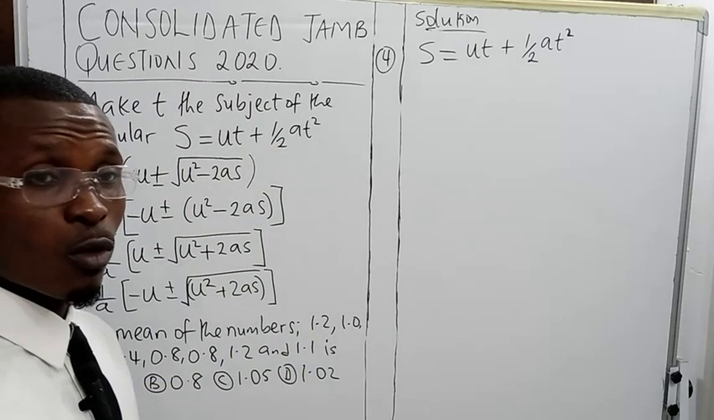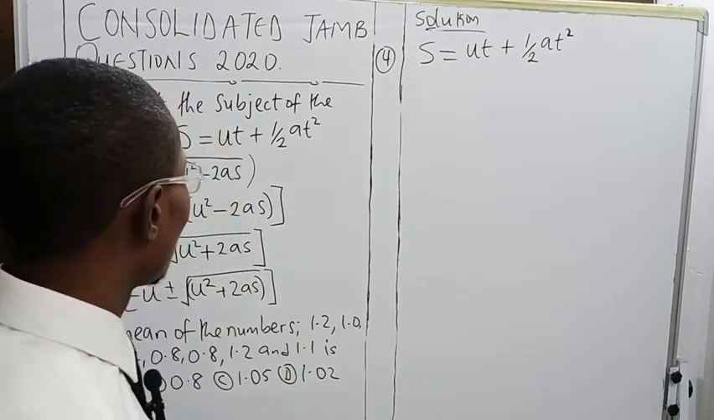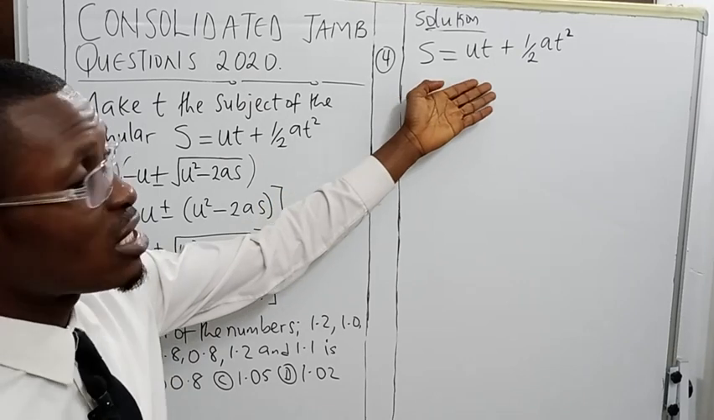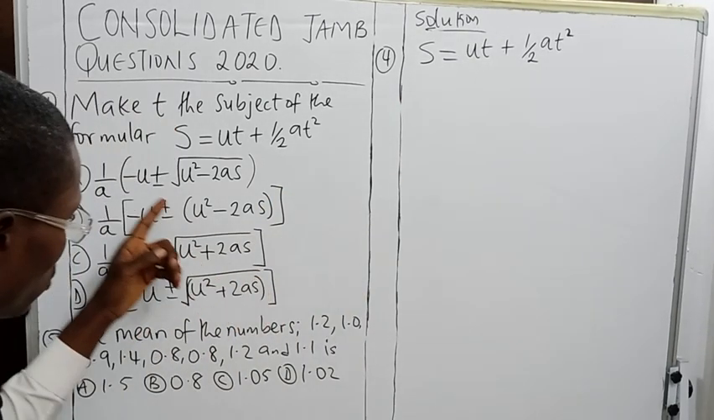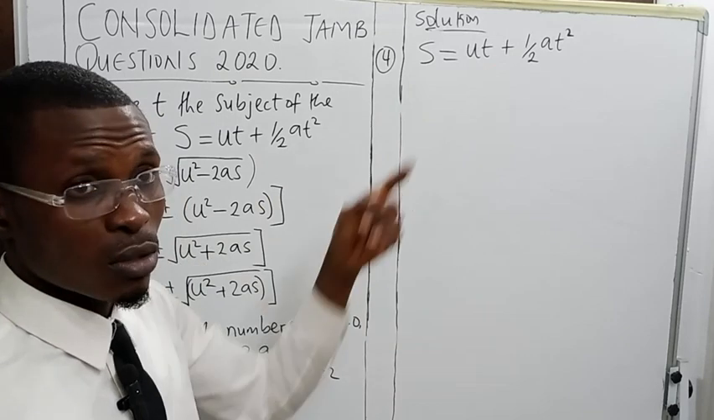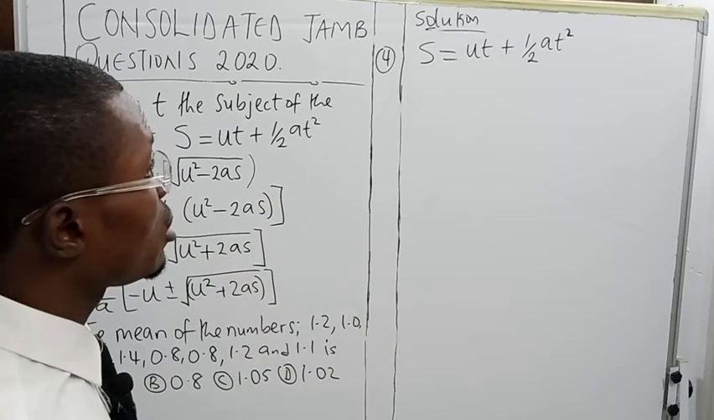Now we have the last set of the question on the board, question 4 and 5. Like I told you earlier, we are going to be treating 5 questions. Now for number 4, we are to make T the subject of this formula. Now looking at it, it looks very straightforward, but from the options, you can see that there is some extra work that needs to be done. All right? Now I want to make T subject of formula.